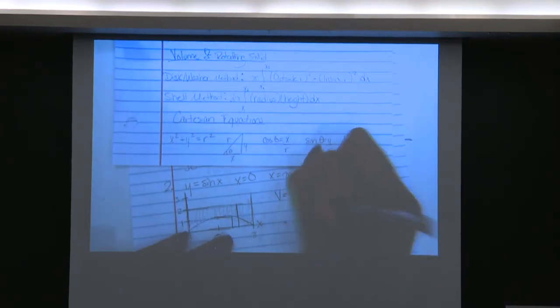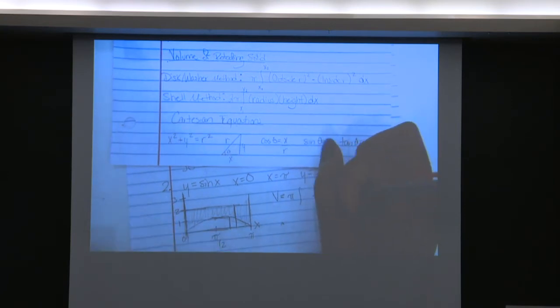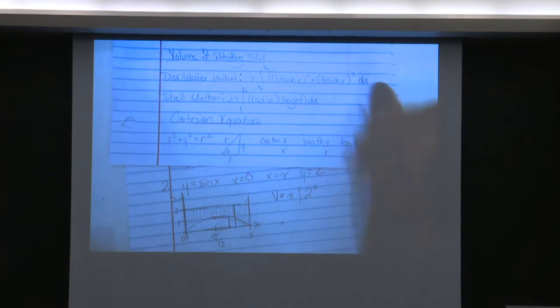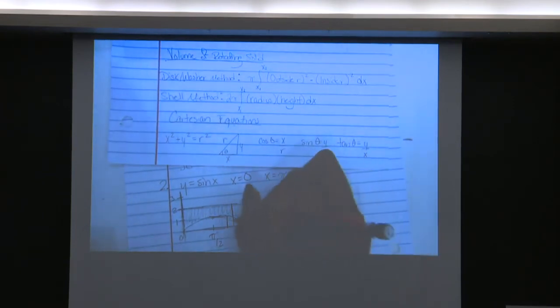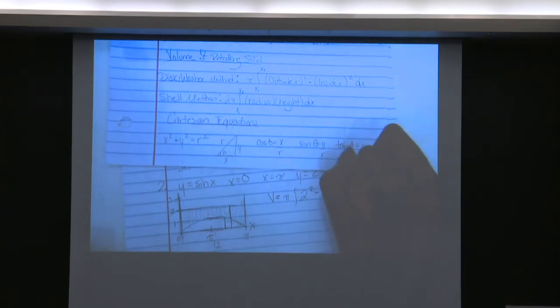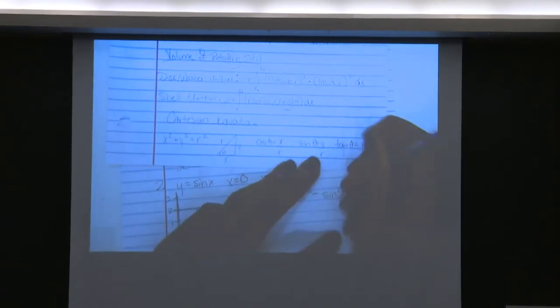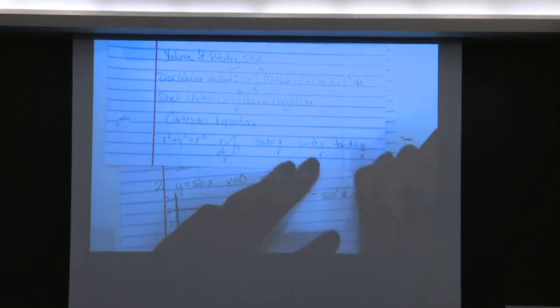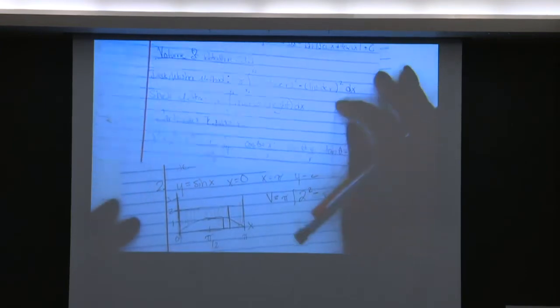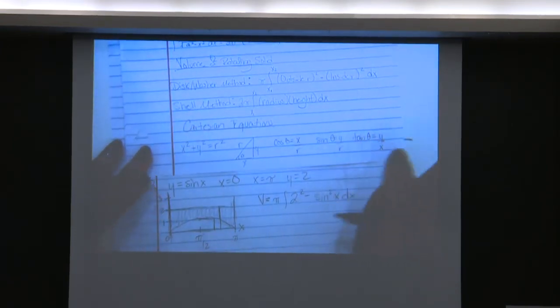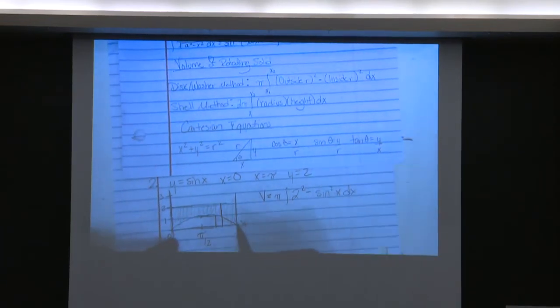V equals pi times my outside radius, top minus bottom, 2 minus 0. So that gives me 2 squared minus top minus bottom, sine squared minus 0. So that gives me sine squared x dx. Clear? Cool. Then I just simplify. Then I find my bounds.